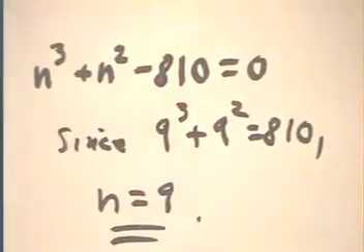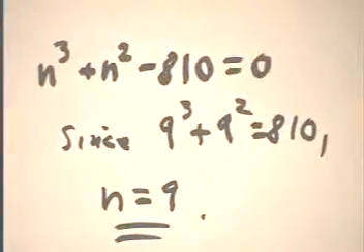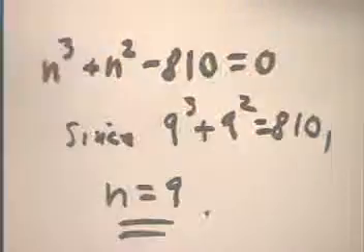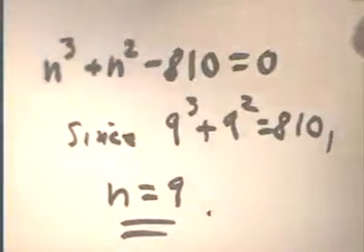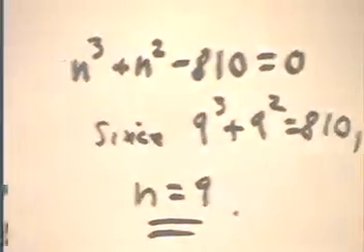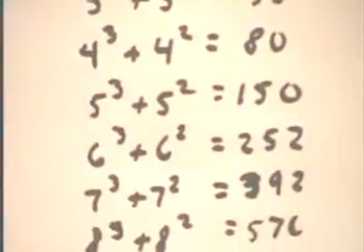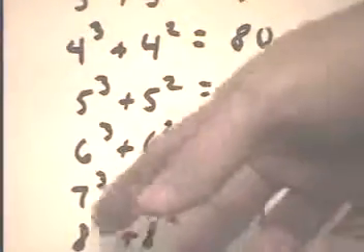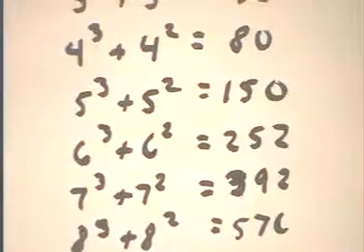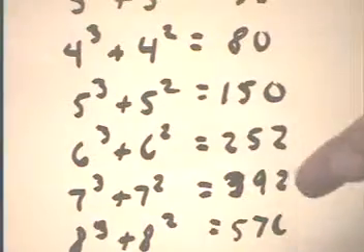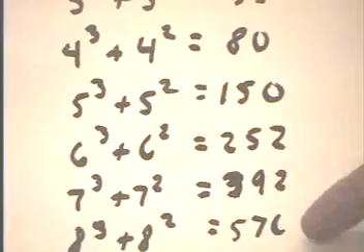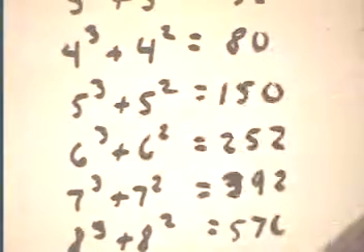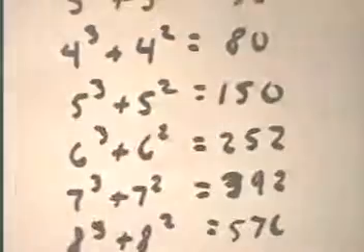If this had been n cubed plus n squared minus 400 equals 0, we would have been out of luck because 400 doesn't appear in that pattern. Although we would have been safe in saying maybe that since 7 cubed plus 7 squared is 392 and 8 cubed plus 8 squared is 576, the n such that n cubed plus n squared equals 400 is pretty close to 7, because 392 is pretty close to 400 and 576 is a lot further from it.